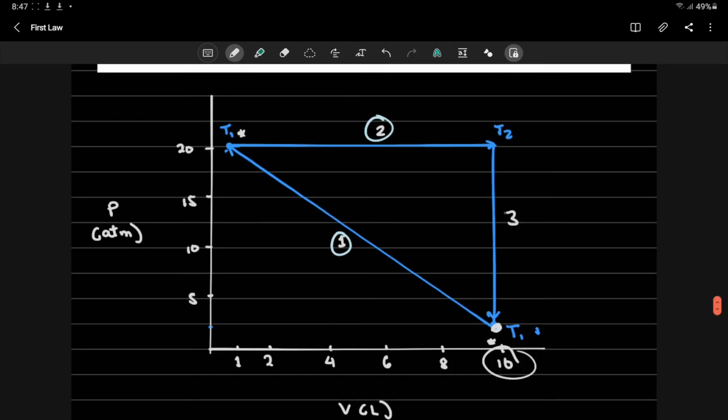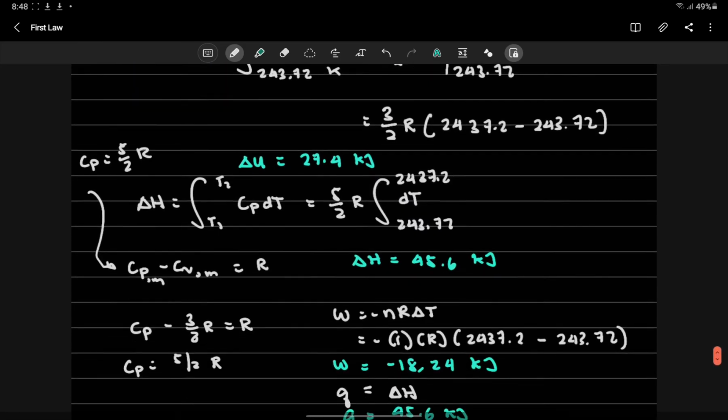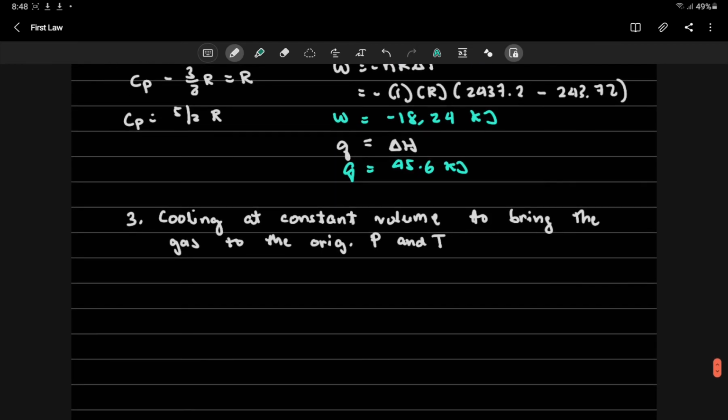Okay, so ito yung step 3 natin. It's basically cooling, right? From T2 to T1. Okay? And constant volume siya. So the value of the volume will stay at 10 liters. And basically what happened here is we will be able to return the gas to the original condition or the original temperature and pressure. So anong gagawin natin? Cooling, right? So if it's cooling, there will be a change in temperature.